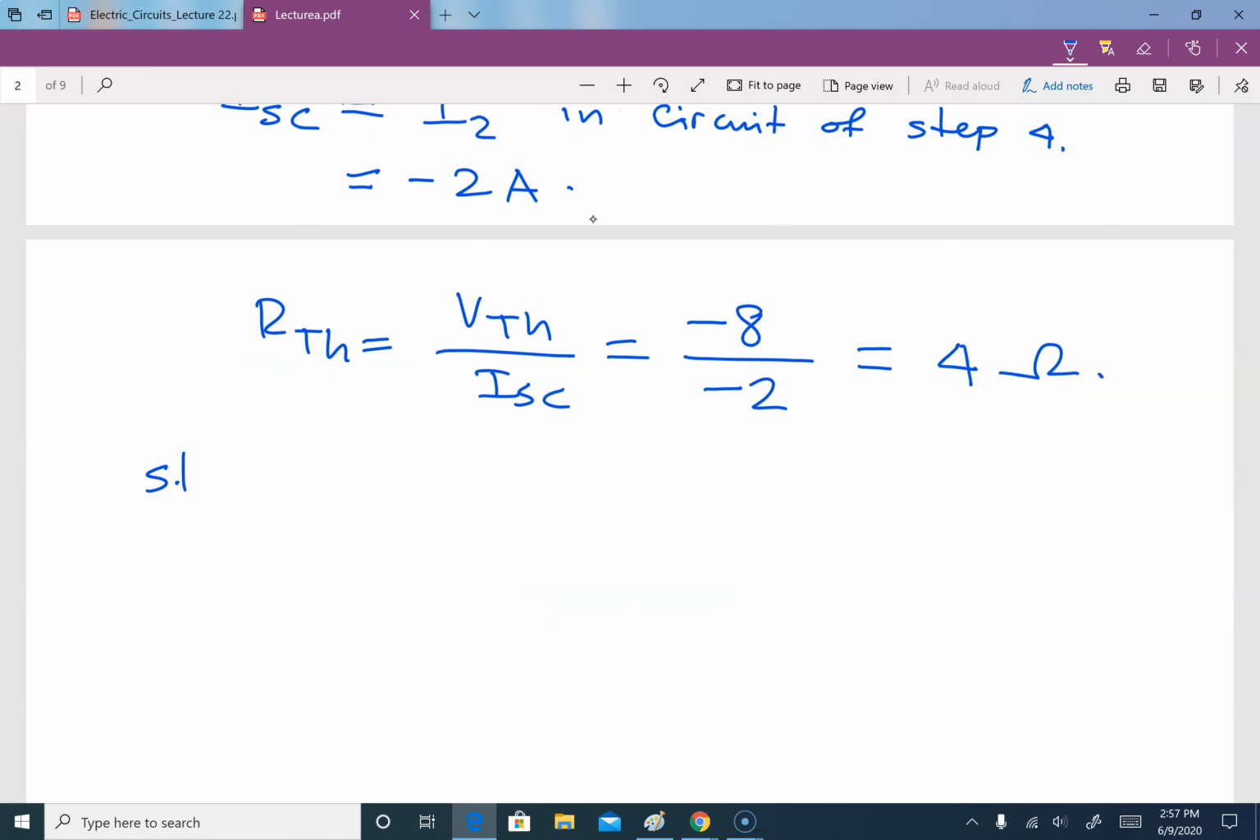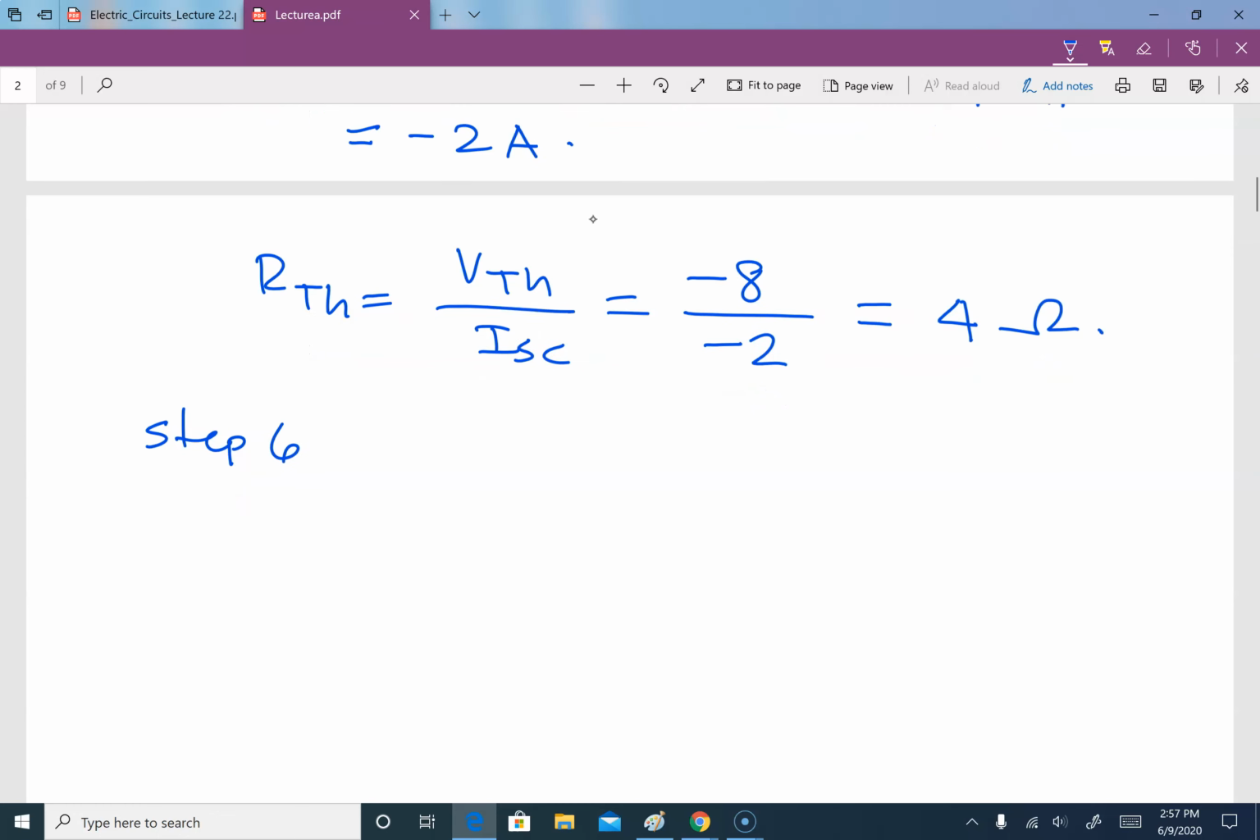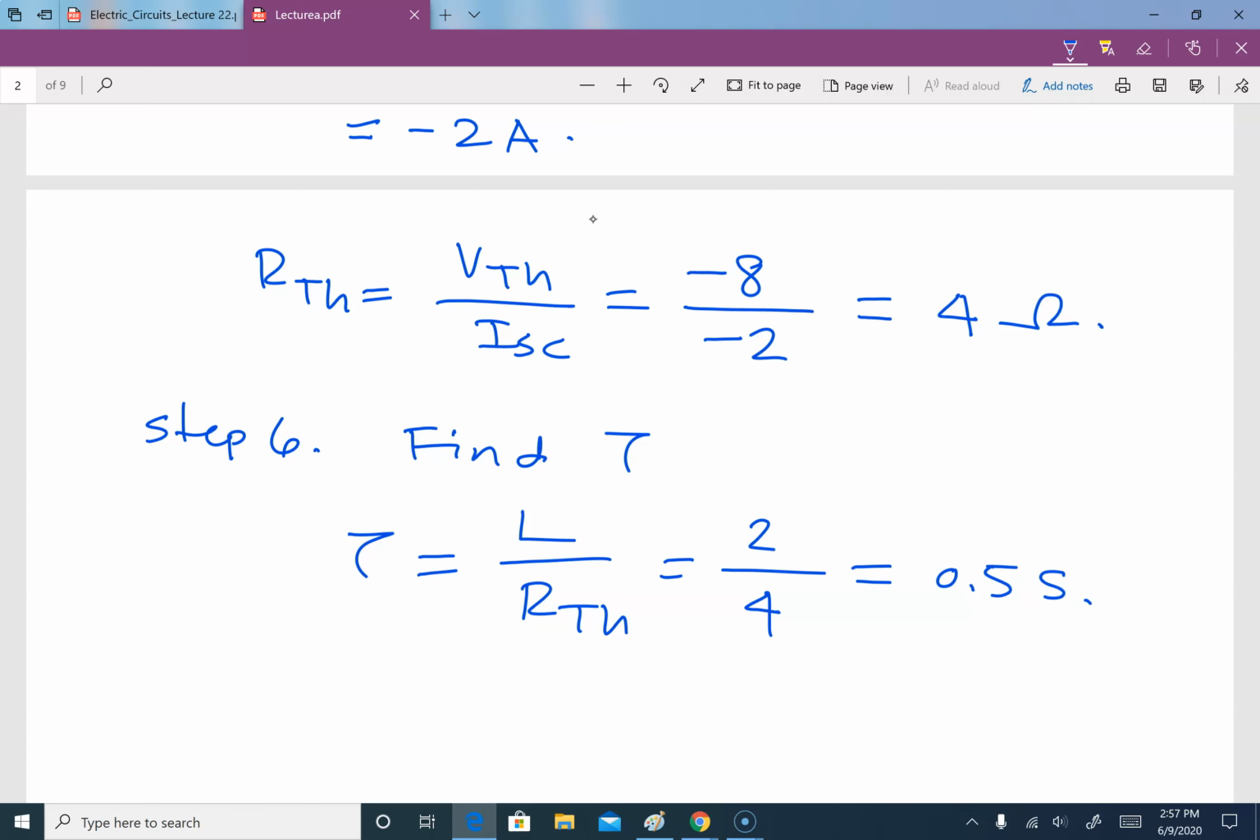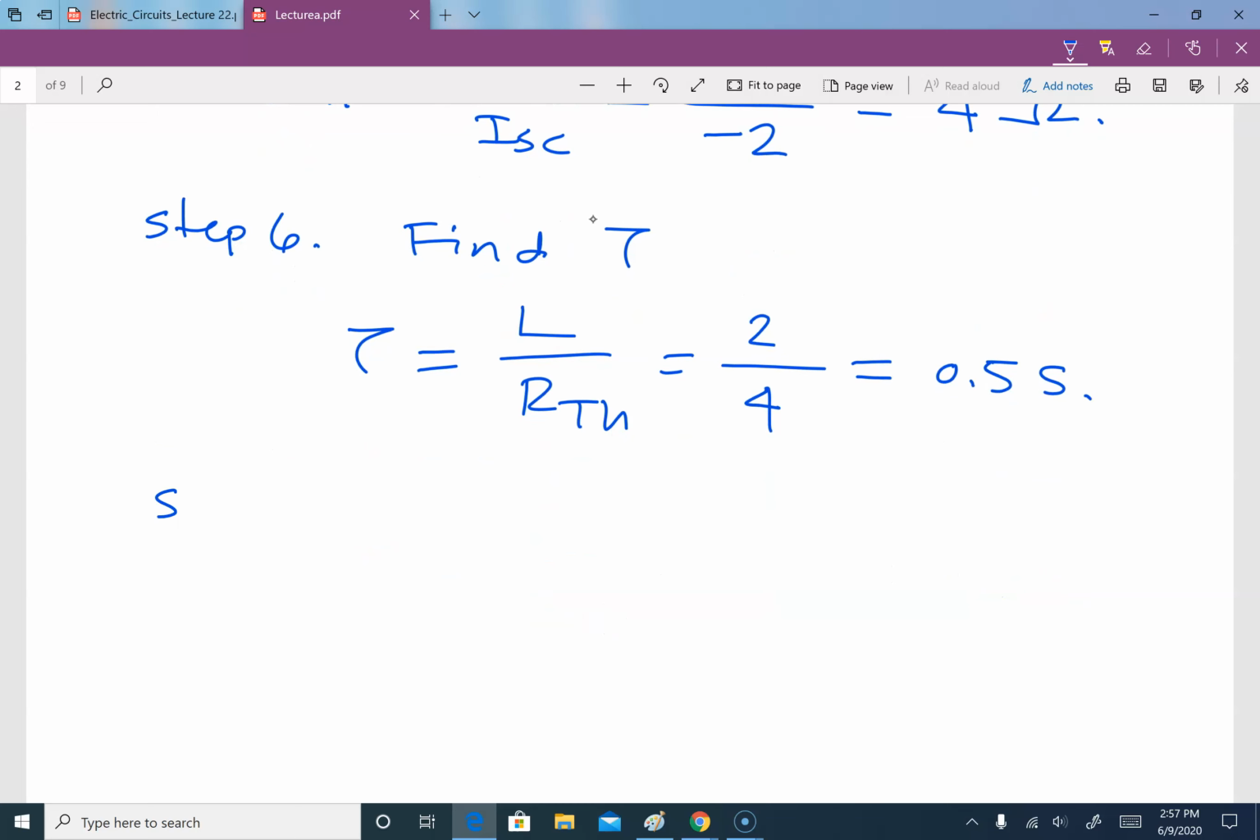Step 6 is to find tau. Our tau for an RL circuit is L over R-Thevenin, and that is equal to our L given as 2 Henry, and our R-Thevenin came out to be 4, and that will be 0.5 seconds.